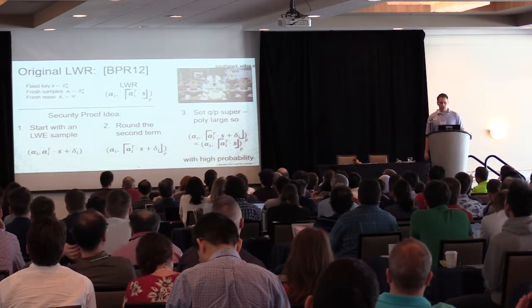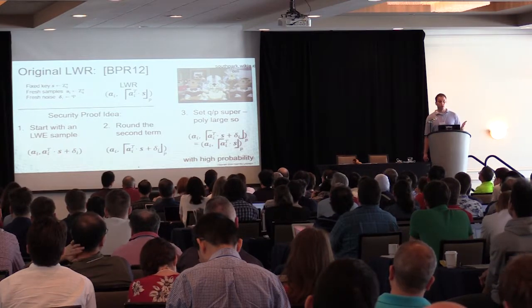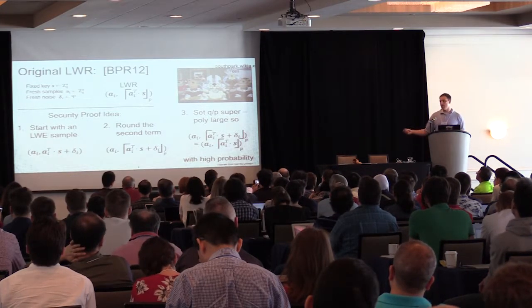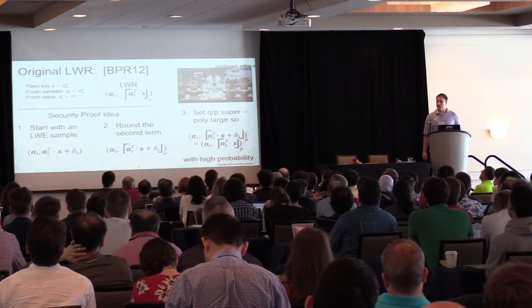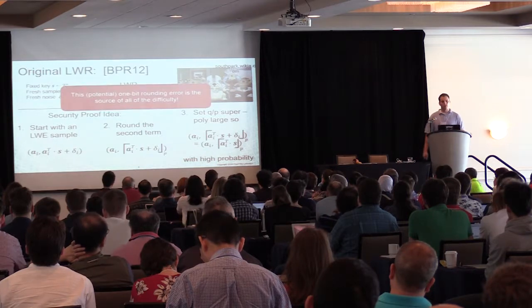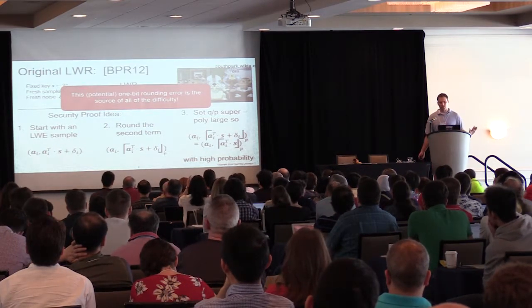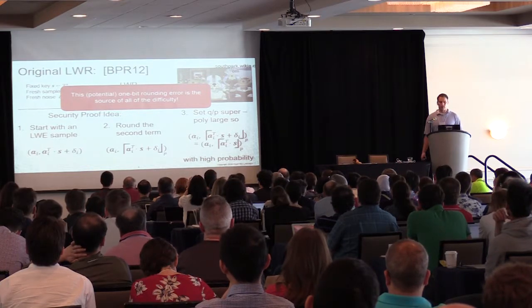So we're going to set our rounding interval Q over P to be super polynomially large so that this happens with high probability. It's slightly more complicated to prove, but that's the basic idea. And it turns out this potential one-bit rounding error is a source of a lot of problems with respect to learning with rounding.